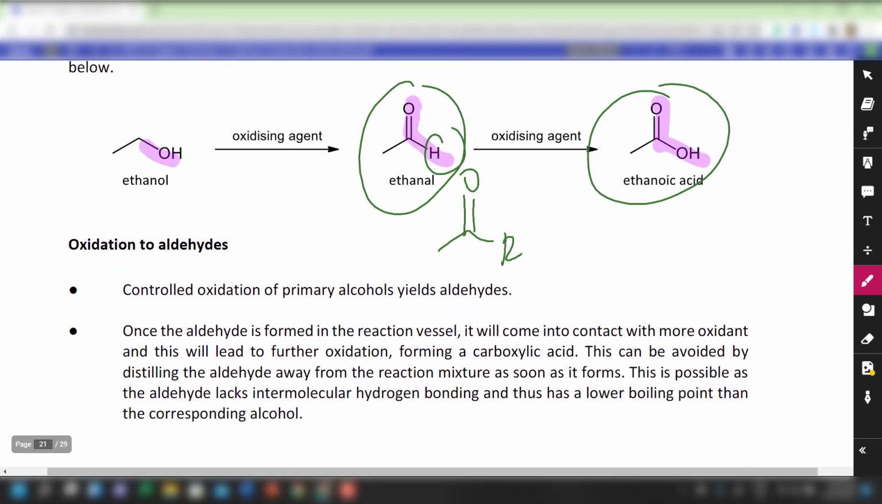If I want to get the aldehyde, I need to do something called controlled oxidation. Controlled oxidation can happen in most cases because remember that alcohols form extensive hydrogen bonding with itself and maybe in the aqueous medium, but aldehyde doesn't form hydrogen bonds. So that means it can be distilled off quite easily if you solely want the aldehyde products. But if you want the carboxylic acid product, then you just reflux for a longer period of time.